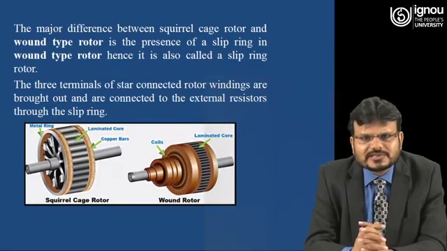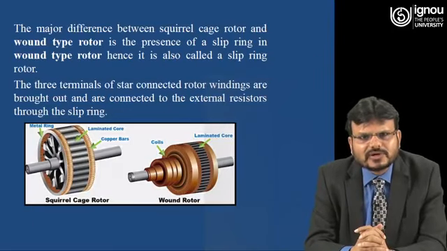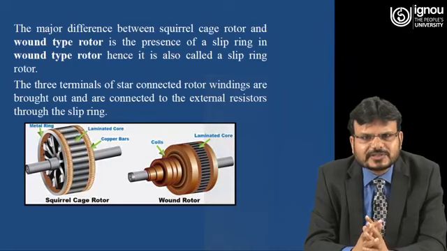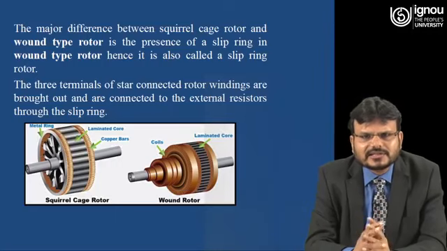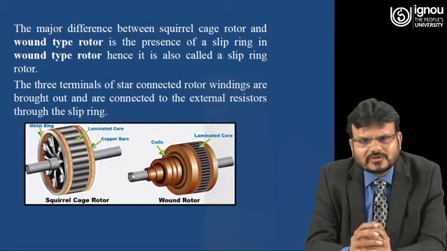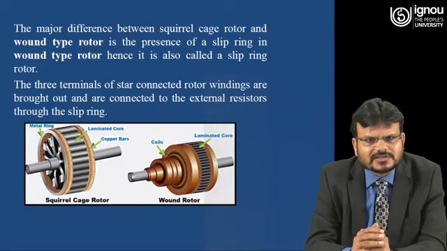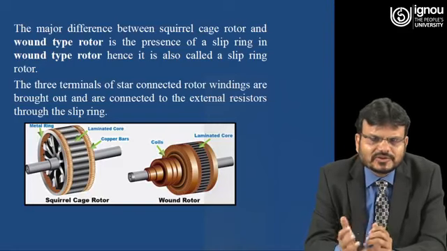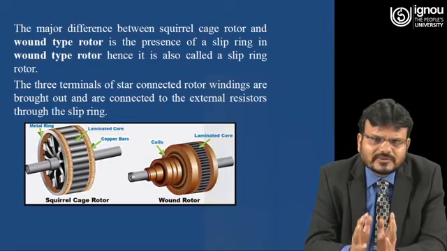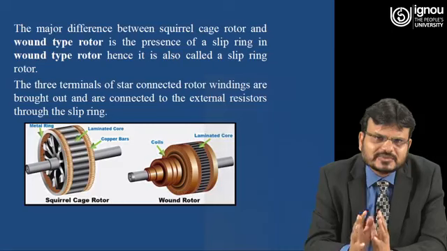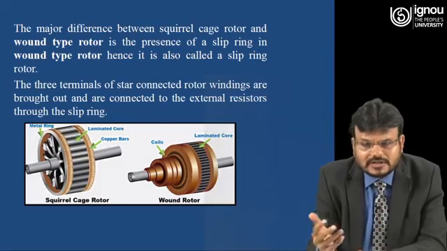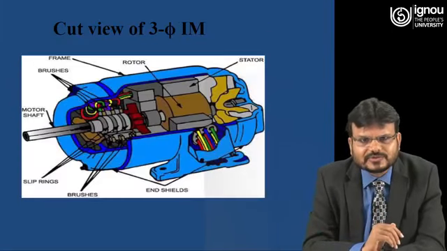The major difference between the squirrel cage rotor and the wound type rotor is the presence of the slip ring in the wound type rotor, hence it is also called a slip ring rotor. The three terminals of a star connected rotor winding are brought out and are connected to the external resistance through the slip ring. As I already told you, the advantage of external resistance is to control the speed of the induction motor as well as to control the torque of the induction motor.